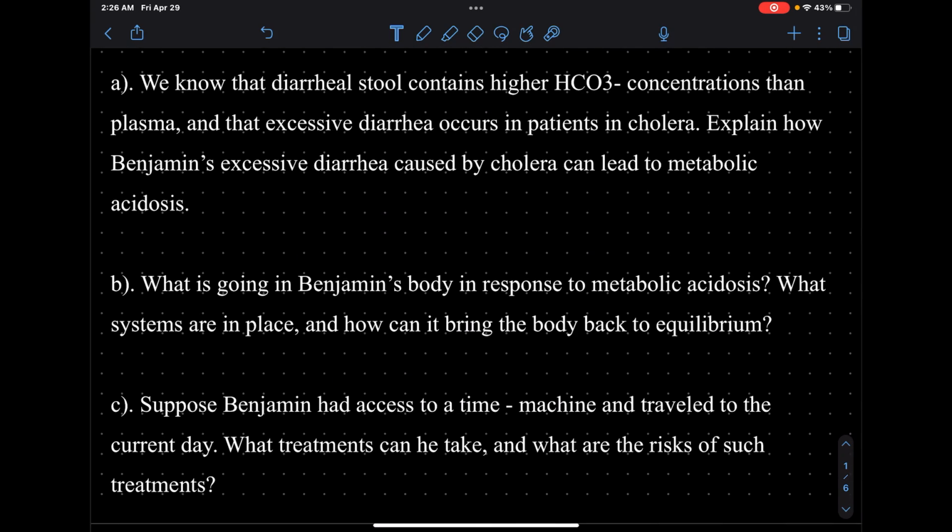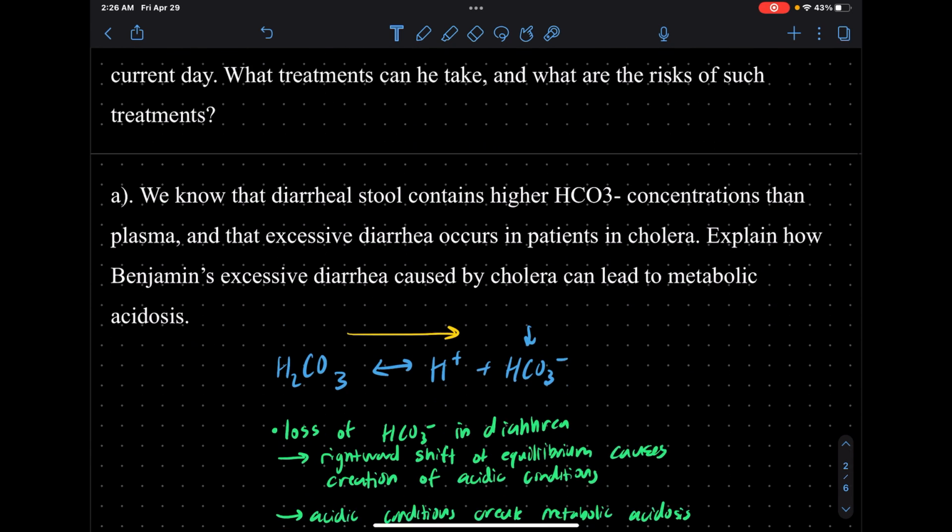A. We know that diarrheal stool contains higher HCO3 concentrations than plasma, and that excessive diarrhea occurs in patients with cholera. Explain how Benjamin's excessive diarrhea caused by cholera can lead to metabolic acidosis. B. What is going on in Benjamin's body in response to metabolic acidosis? What systems are in place, and how can it bring the body back to equilibrium? C. Suppose Benjamin had access to a time machine and traveled to the current day. What treatments can he take, and what are the risks of such treatments?